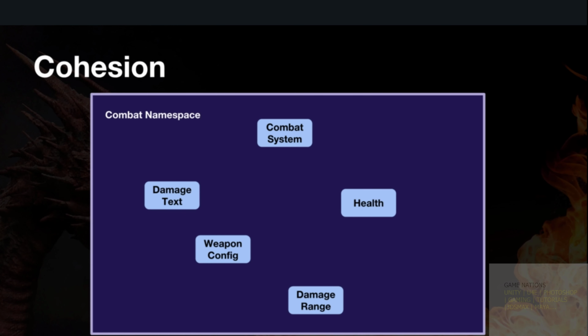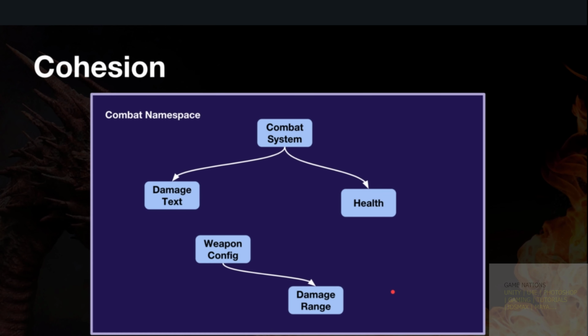Now, a flip side of this is that within a namespace, you want things to be as cohesive as possible. And what that means is that they should try as much as possible to be related to one another, so they probably need to be using each other's classes. So here's an example of a not very cohesive namespace, right? The combat system depends on damage text and health, and the weapon config depends on damage range. But between these two, they could kind of be separate namespaces, right? This one over here could be one namespace. This one over here could be another namespace, because they don't have very much to do with each other.